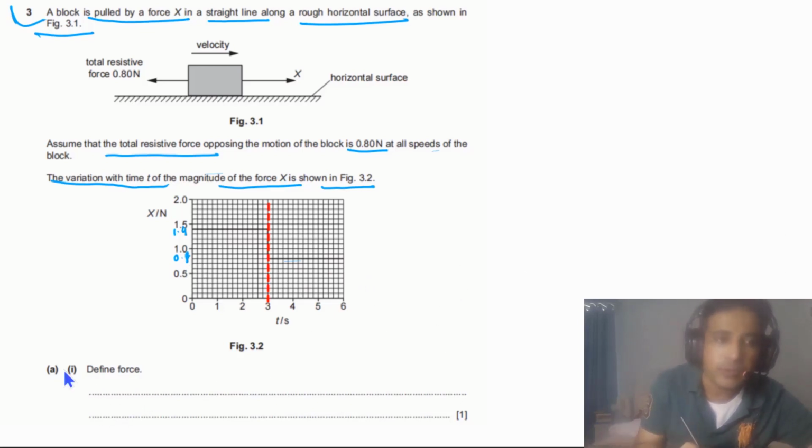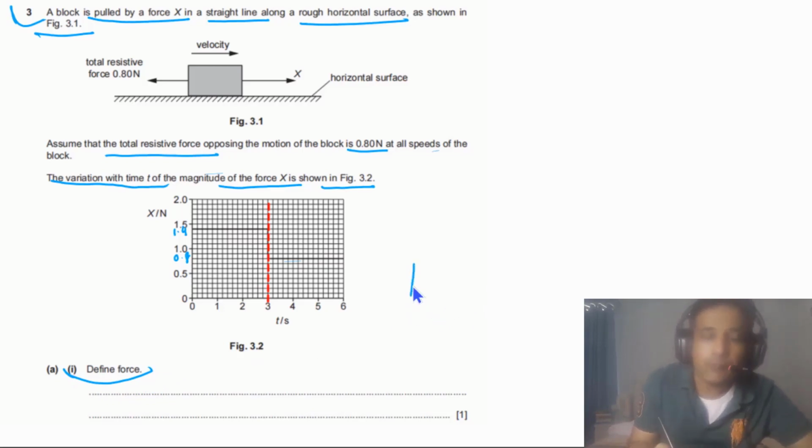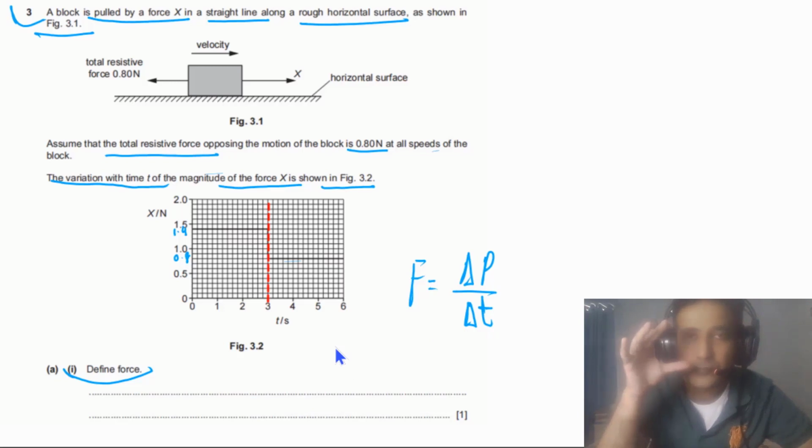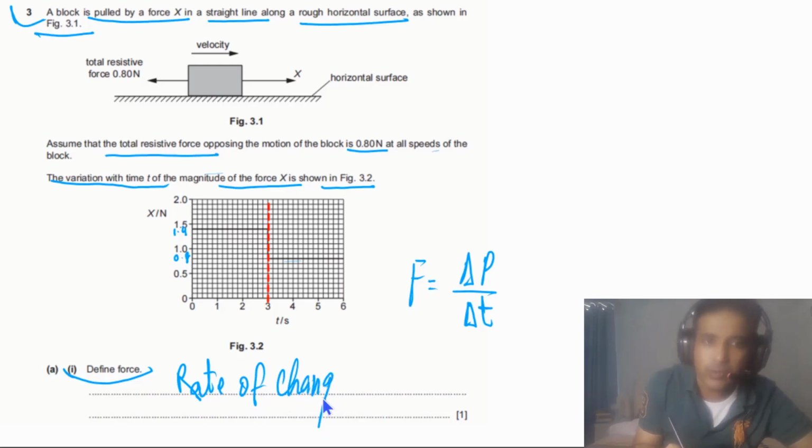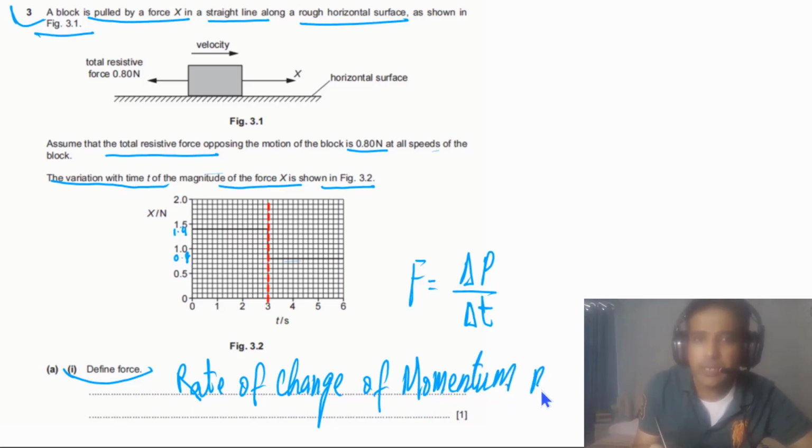And for this question, we need to define force. What is force? Force simply is equal to rate of change of momentum, meaning the resultant force is equal to rate of change of momentum. This is a very common question, so you need to understand how to define force. So we can write down: force is rate of change of momentum. This question has only 1 mark, and this is a B mark. If you write down this, you will get 1 mark.